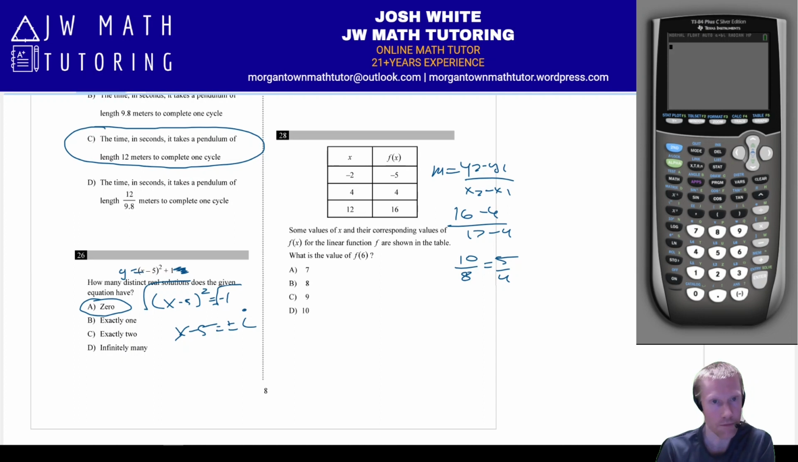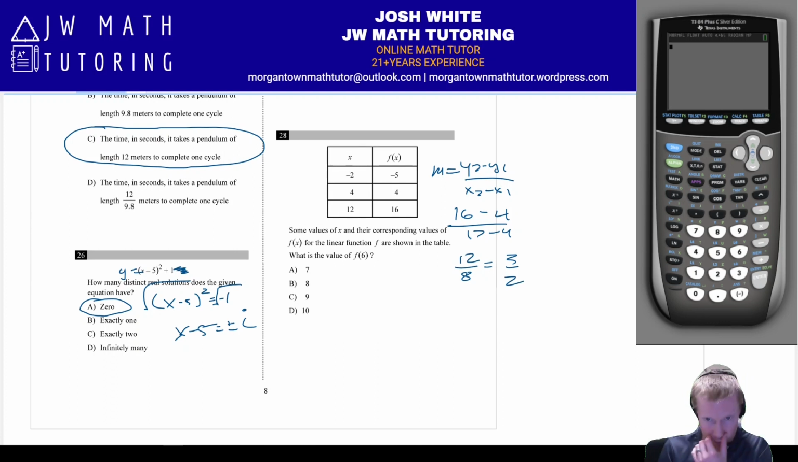So the slope of this line, oh, excuse me, no, it's not. I misread my own handwriting. Sorry, this should be a 4, not a 6. It's 16 minus 4, not 16 minus 6. It's 12 over 8, not 10 over 8. It should reduce to 3 halves.